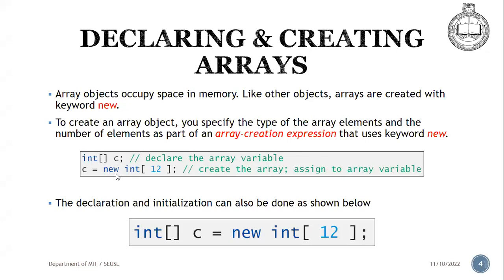As I told you, when we create the array, it will be created in memory as an object. And in Java, when we create an object, we have to use the keyword new. So that's why we are creating an array called C. Here I'm creating the array: C equals new int, and here I'm giving the size. So now I'm going to have the size of 12 for my array.